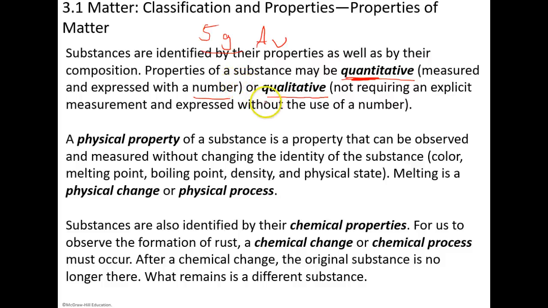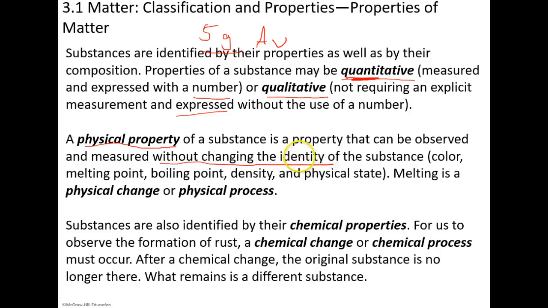The qualitative is where you don't express a measurement. So it's more like the physical or the chemical property of it, which is what we're going to talk about down here. So let's talk about qualitative properties. One is the physical property. Again, we've talked about this, but we'll talk about it again. These are properties where you observe or measure something without changing the identity.